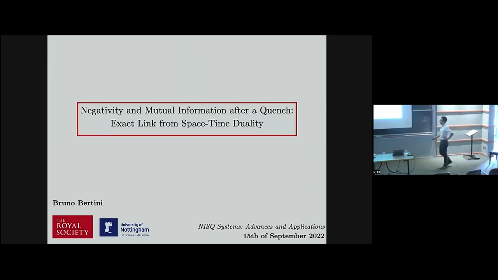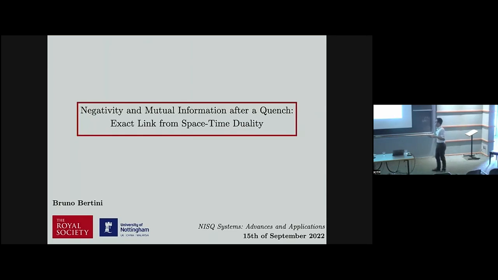So today, I would like to talk about some recent work that my collaborators and I did concerning the dynamics of mid-state entanglement after quantum quench. And in particular, I will present an interesting method that one can use to characterize mid-state entanglement and entanglement in general, based on a space-time duality, so, let's say, an exchange between space and time.